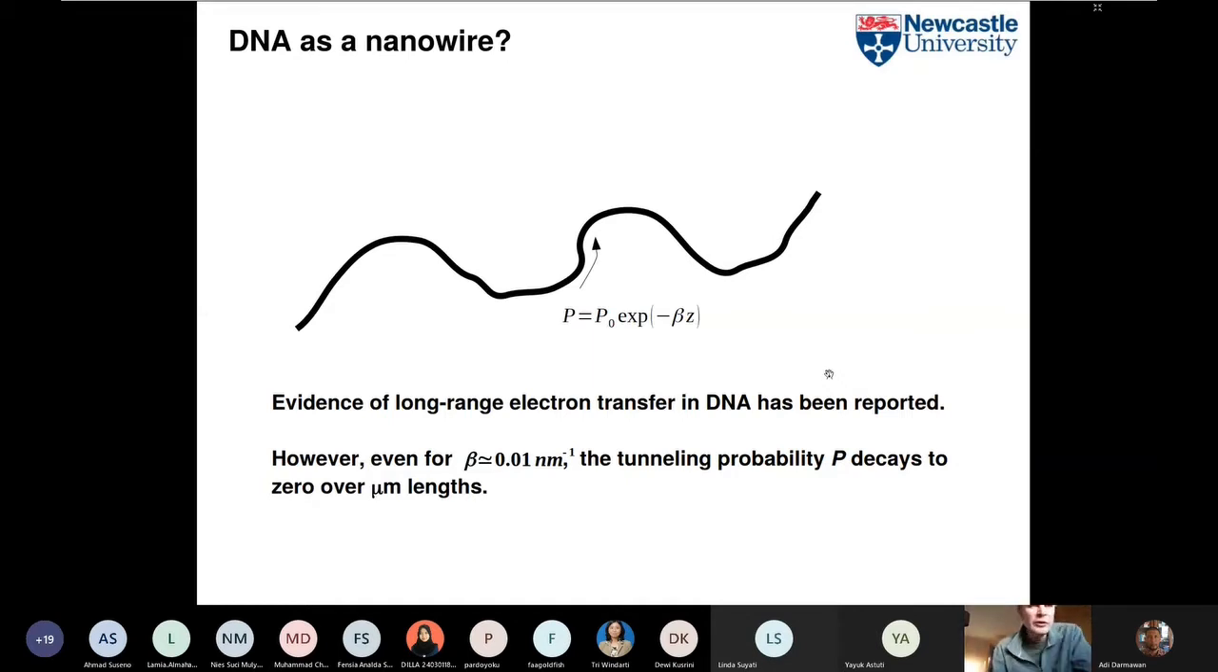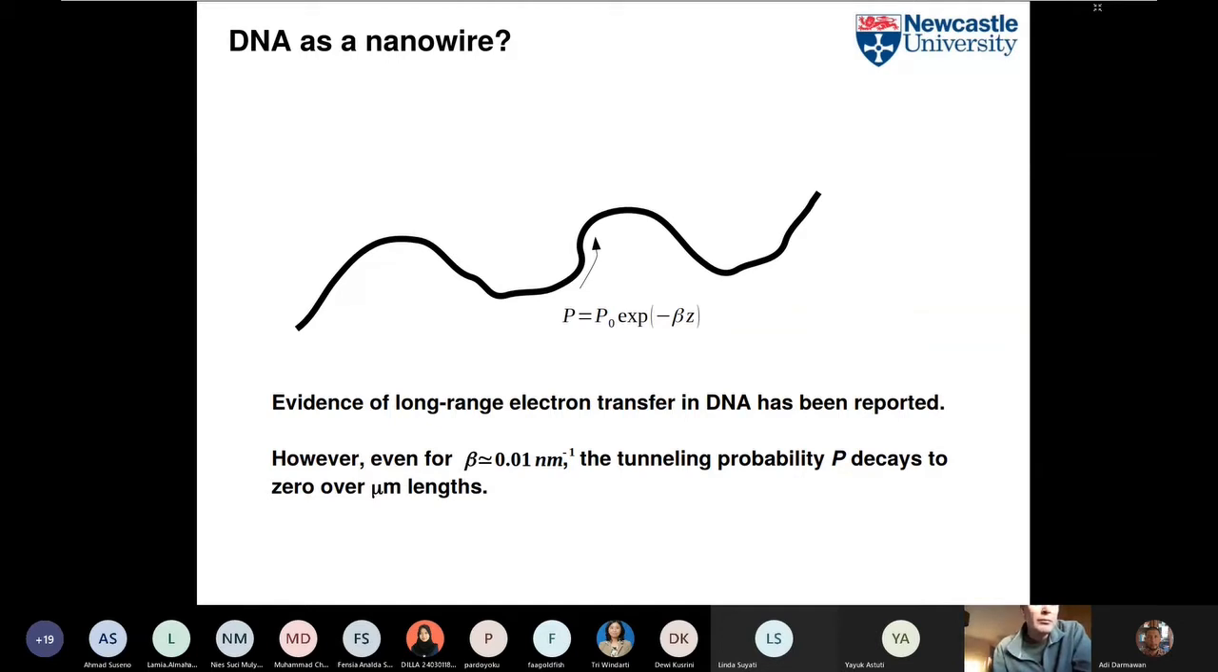Yeah, so there's quite a lot of work published in the literature describing electron transfer processes within DNA. And what people typically measure by a range of techniques like photo-induced electron transfer is the decay length of the electron transfer rate. So the little arrow indicates a probability of making a transition from one place to another along the chain, and that decays exponentially with distance z along the chain.